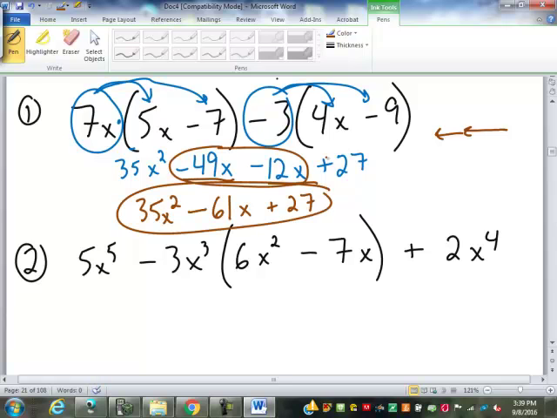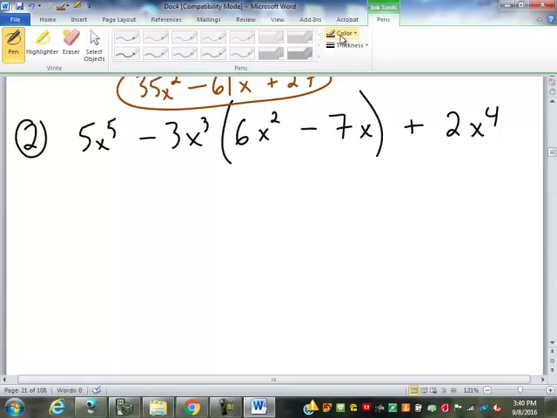How many of you had 35x squared minus 61x plus 27? A few of you? Okay. That's a start. Okay. How many of you would have had it if I'd given you more time? Anybody have major questions on how we got there? Okay.